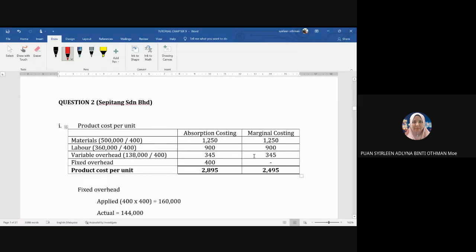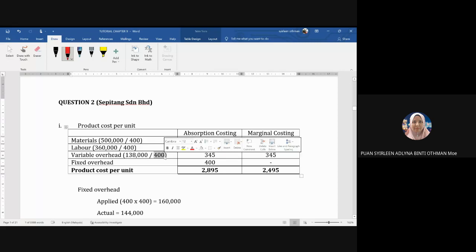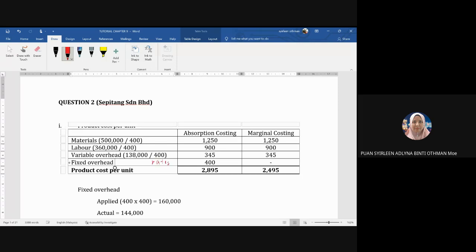Okay, so untuk cost, variable ni saya guna yang actual tadi dan saya bahagi dengan unit produce 400 yang dia bagi dalam maklumat dekat atas tu. Sebab itu ialah maklumat actual data, right? Okay, and then your fixed overhead, dia bagi dah dekat situ. Fixed overhead rate tu maksudnya ialah nilai per unit. Okay, dia dah bagi dah rate tu tadi, 400.